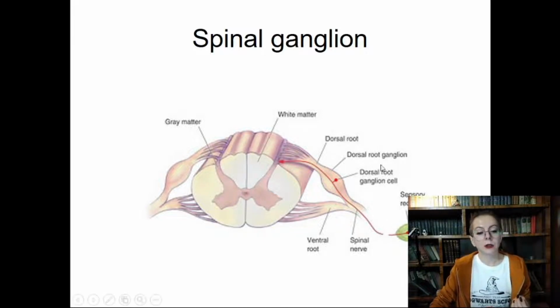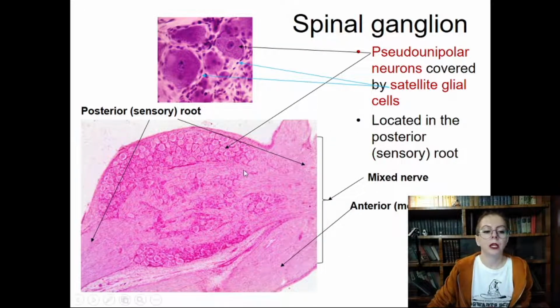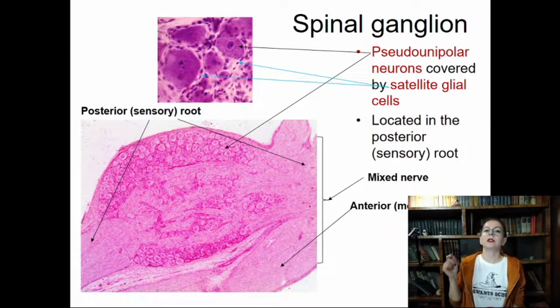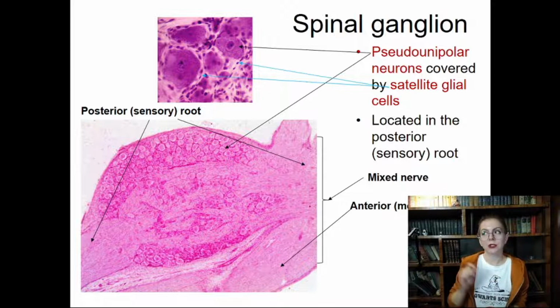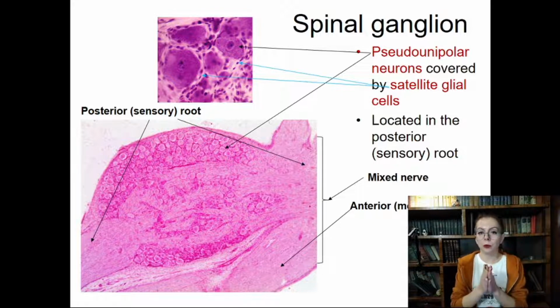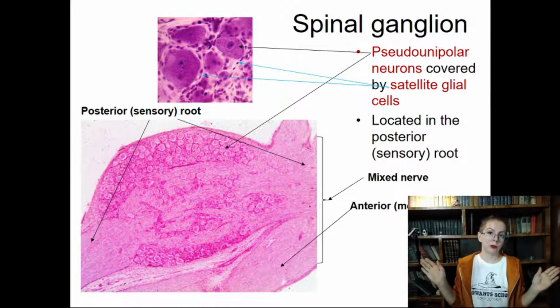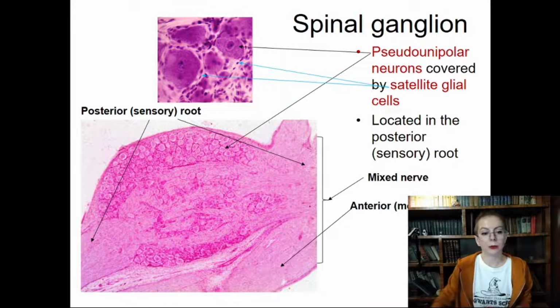Let's investigate the structure of the spinal ganglion in detail. First of all, it contains, of course, neurons, and please remember that they are pseudo-unipolar neurons. This is the typical structure and typical place of their location. Pseudo-unipolar means they have one process which further splits into two. So like unipolar, but actually it is bipolar. Then each neuron is surrounded by mantle cells and satellite glial cells.